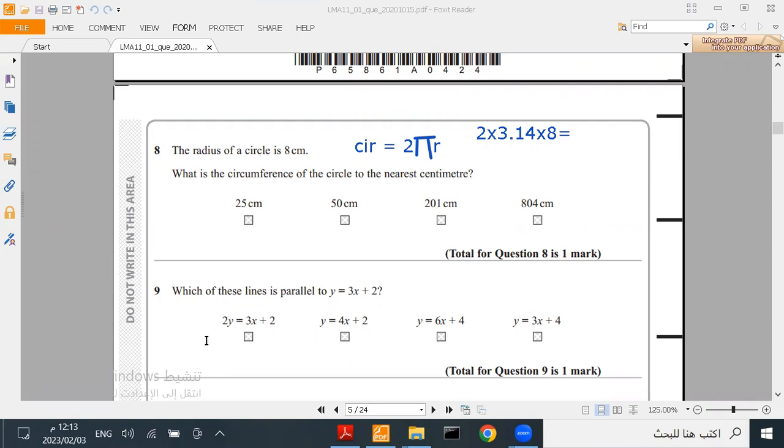That's easy too. We studied this last year. The gradient. We said parallel lines, what is the rule for parallel lines? What is the condition for two lines to be parallel? Who remembers this? No one. Are they the same? Same gradient. Yes, same gradient.